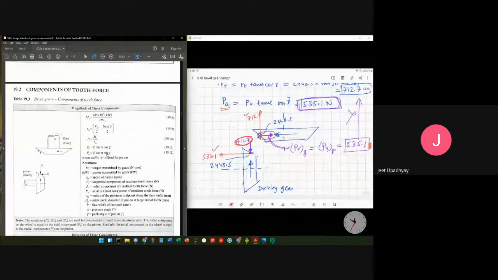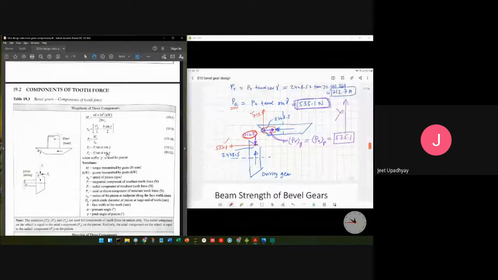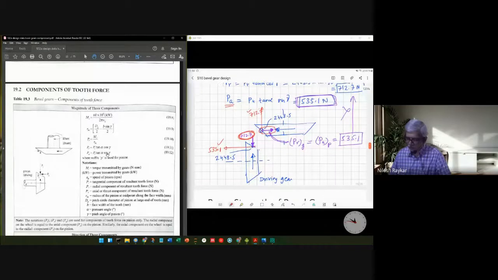Hello, sir. Sir, I'm getting a little confused with respect to the force coming in and going out of the paper. Can you explain that concept once again, please? Yeah. So what we are doing here, it will be more clear if you make it.